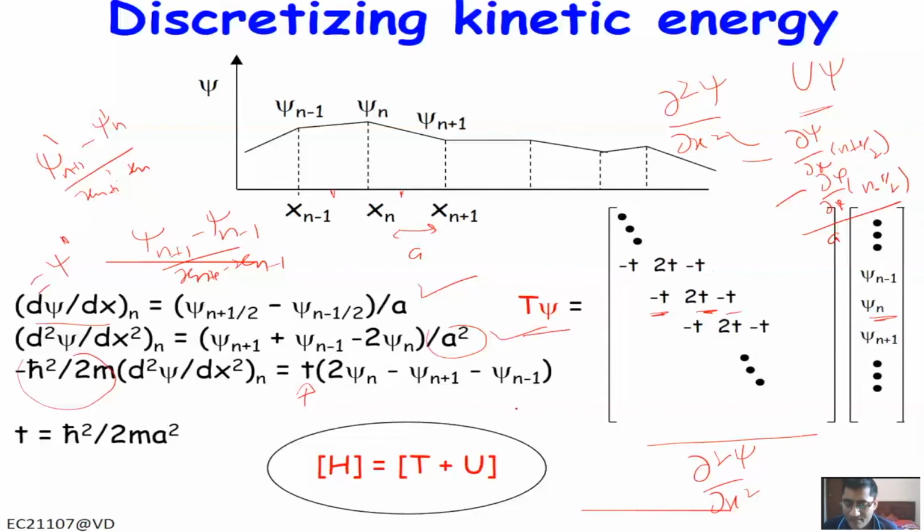T psi plus U psi is equal to E psi. So what you can write, T plus U is a matrix, and so H psi is equal to E psi, right? So this H matrix, H psi is equal to E psi, right? So from this you can obtain, if you calculate the eigenvalues of H, you will get these energies E, and you will also get corresponding wave functions. So that you can do here.